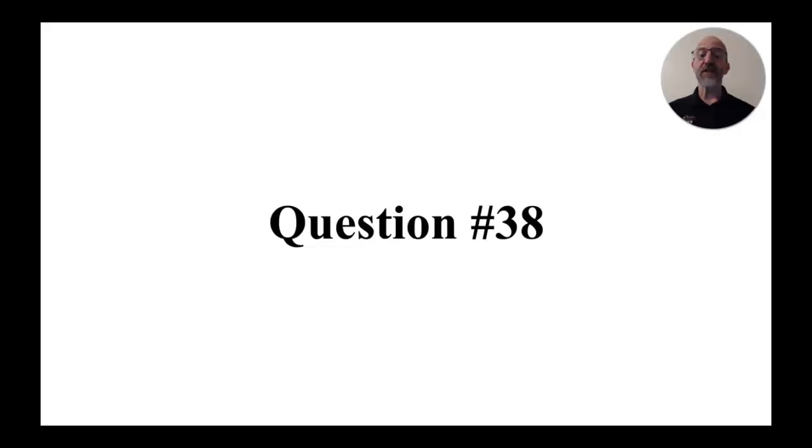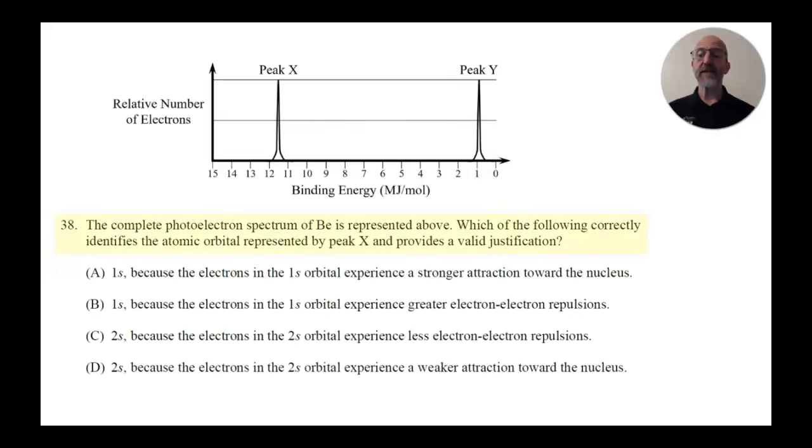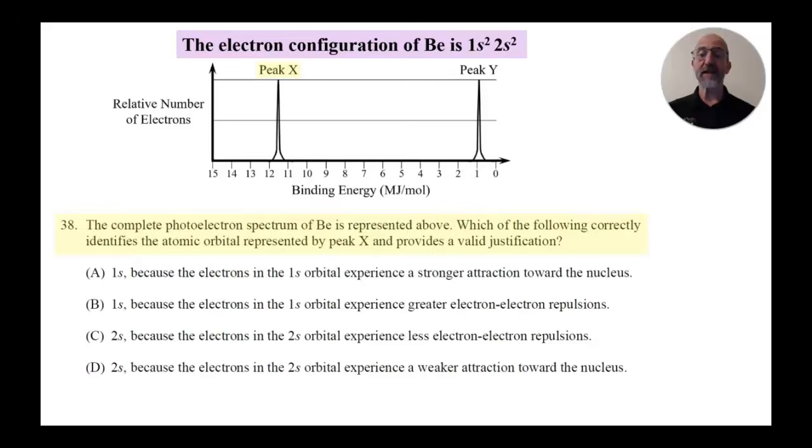In question 38, it says the complete photoelectron spectrum of beryllium is represented above. Which of the following correctly identifies the atomic orbital represented by peak X and provides a valid justification? So the correct answer to question 38 is either 1s or 2s. The electron configuration of beryllium is 1s2, 2s2.